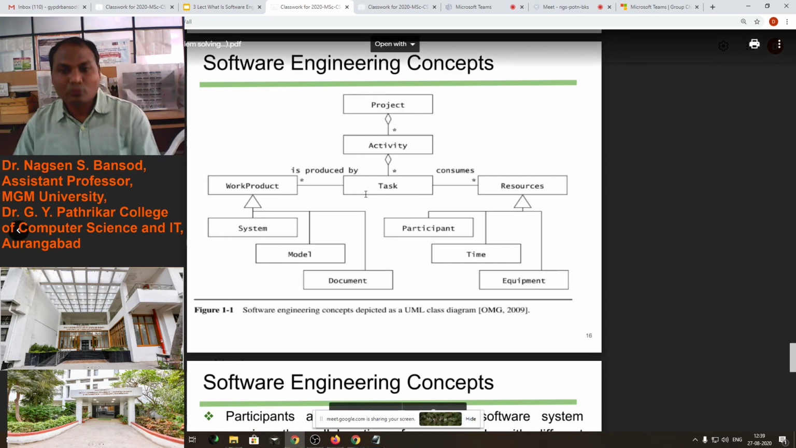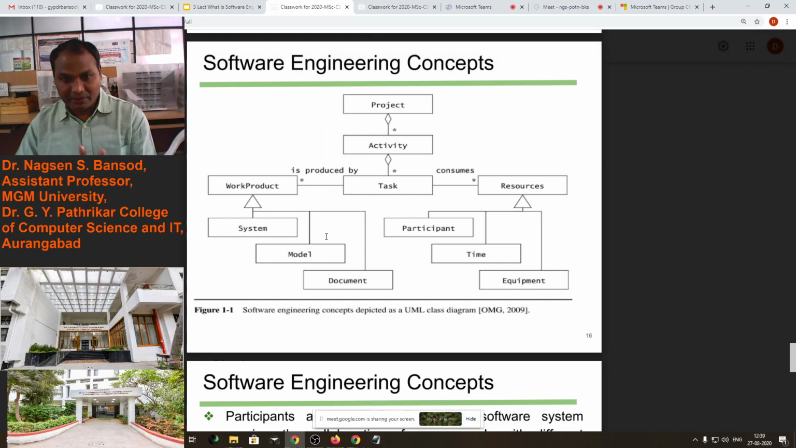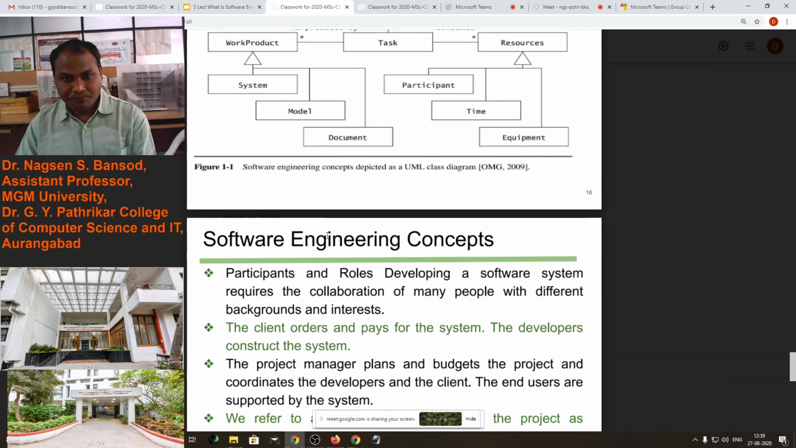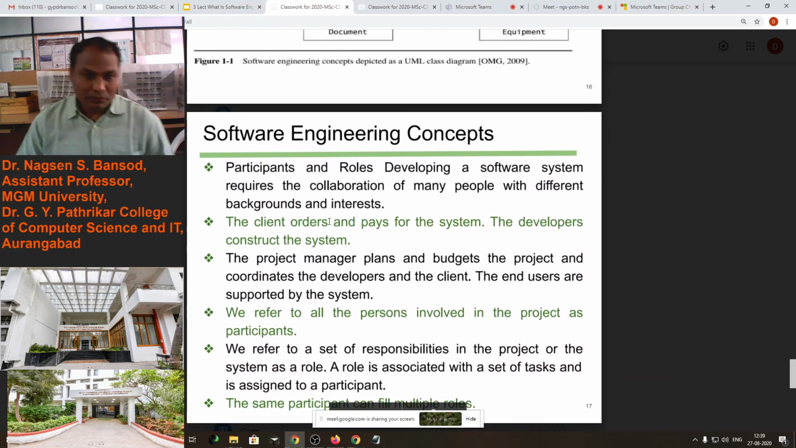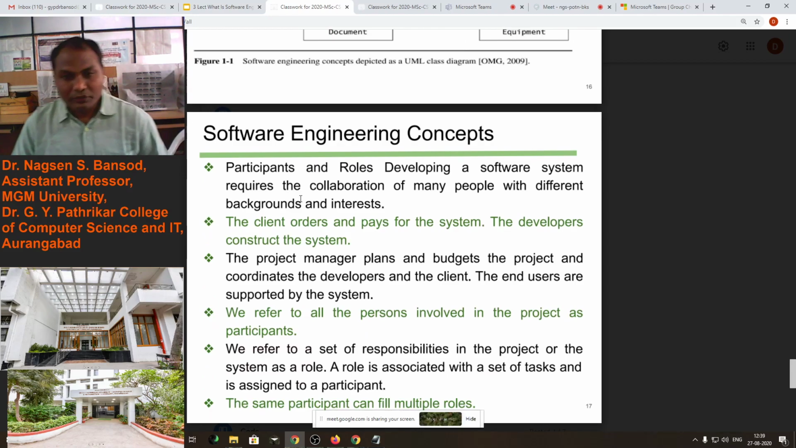And there are two tasks of our company. Okay, now you see the participants and roles.